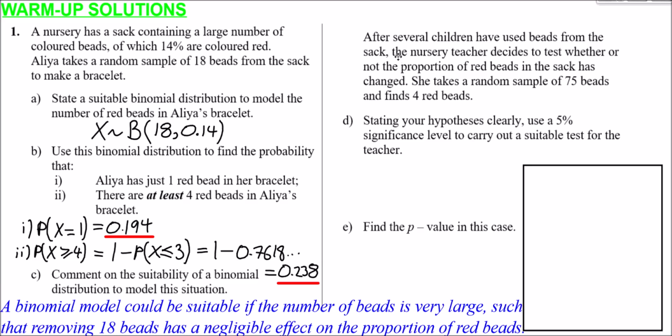After several children have used the beads from the sack, the nursery teacher decides to test whether or not the proportion of red beads in the sack has changed. She takes a random sample of 75 beads and finds 4 red beads. So, stating your hypotheses clearly, use a 5% significance level to carry out a suitable test for the teacher.